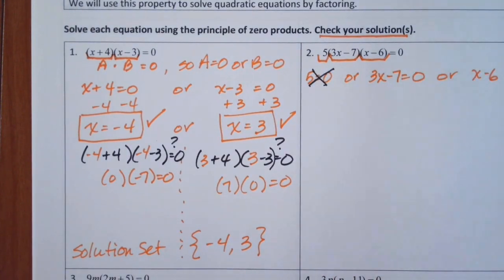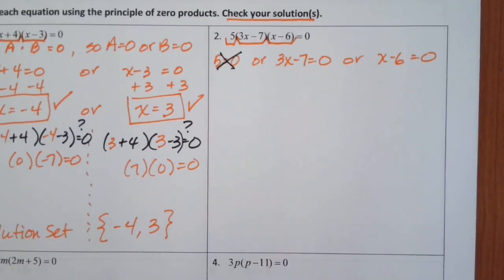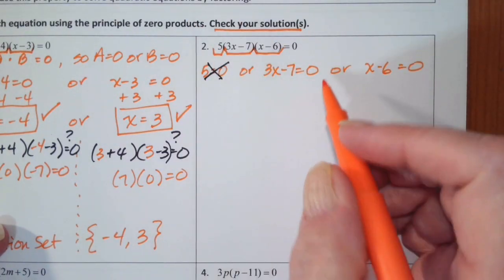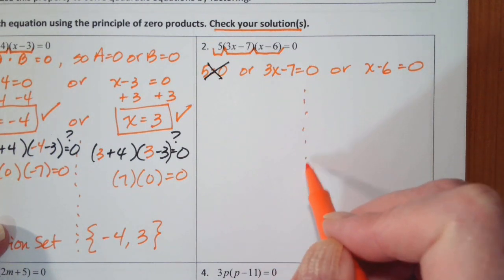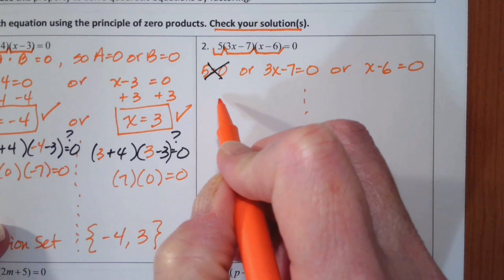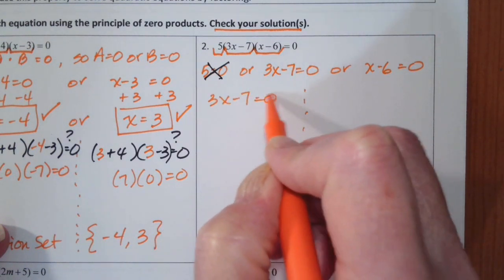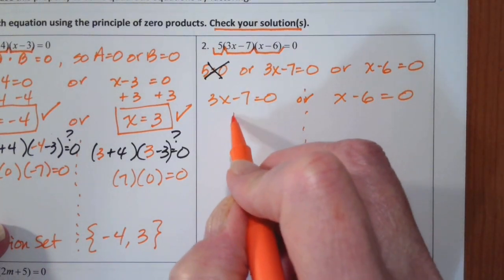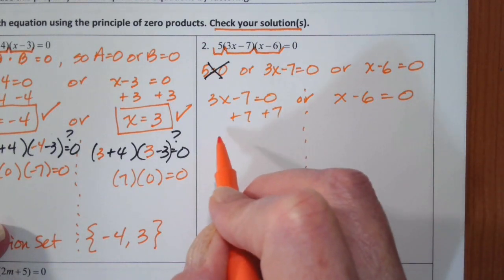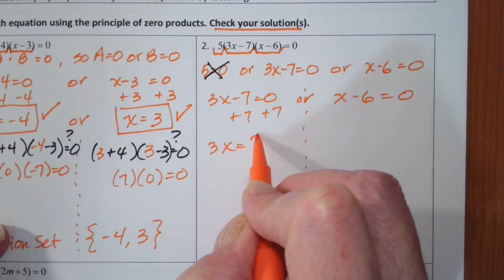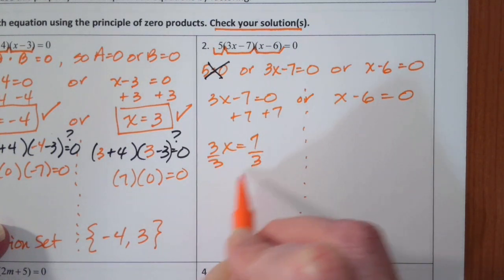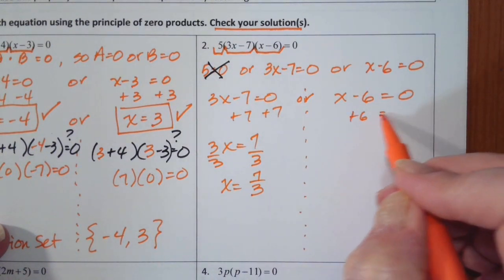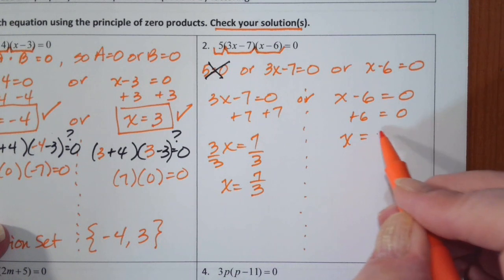Well, 5 can never equal 0. That will not help me get to what the values of x are that make it true. So let's just solve and check each of these other solutions. So if 3x minus 7 equals 0, or x minus 6 equals 0, here of course I add 7, and that gives me 3x equals 7. When I divide by 3, I get x equals 7/3. Here if I add 6 to both sides, that tells me that x equals 6.